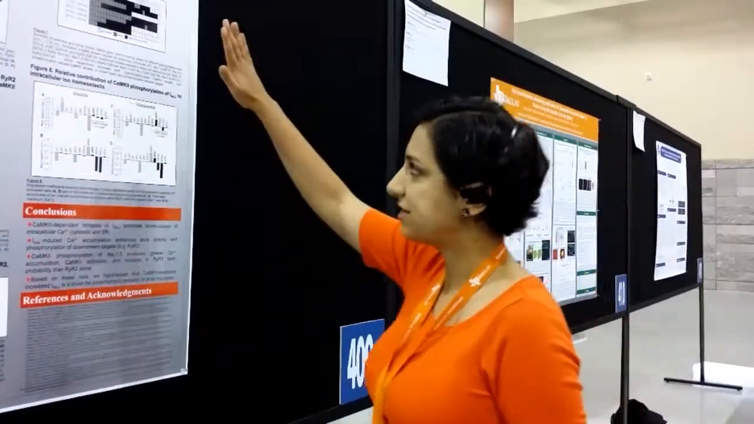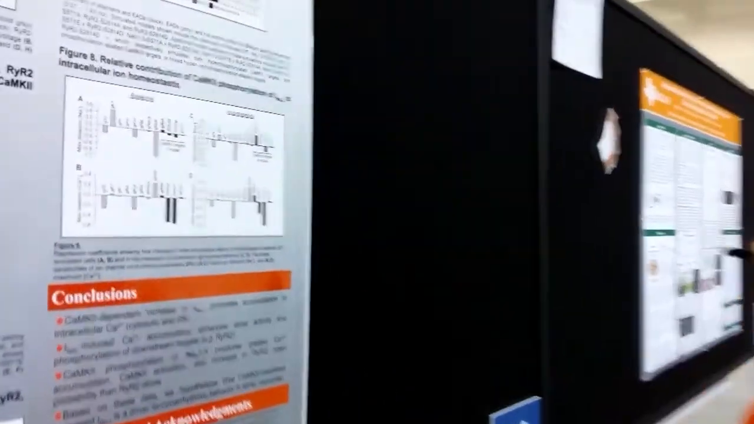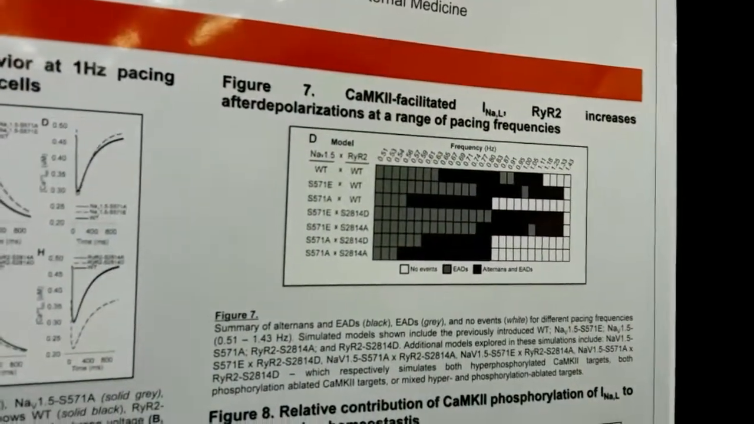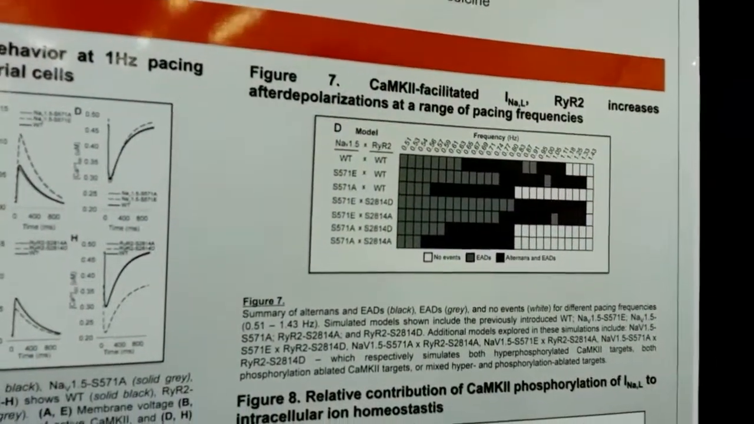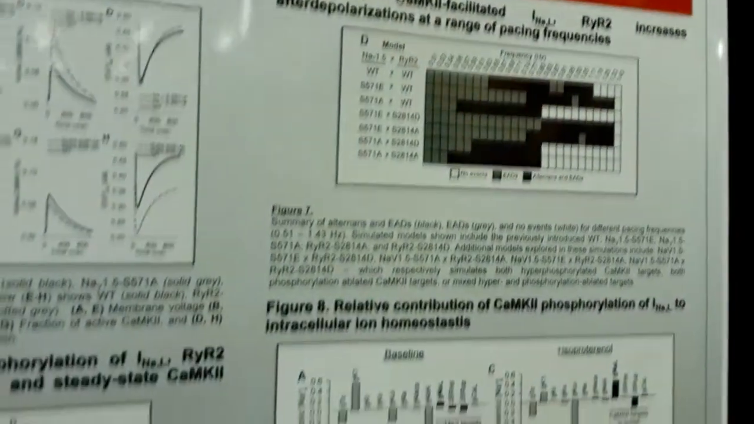And I simulated a whole set of different mathematical models where I'm either phosphorylating 100% of my late sodium current or 100% of my ryanodine receptor, or I've crossed them. And I've seen that I get the most amount of early afterdepolarizations and alternans when CaMKII has hyperphosphorylated my ryanodine receptor and my late sodium current. And the model that was most protective against atrial fibrillation was when CaMKII phosphorylated 0 of my late sodium current and my ryanodine receptor channels.